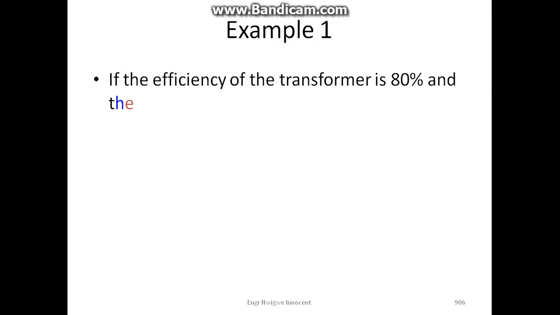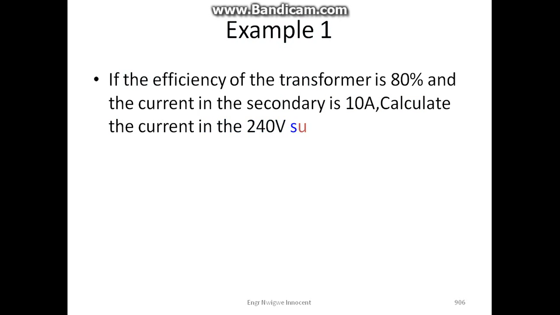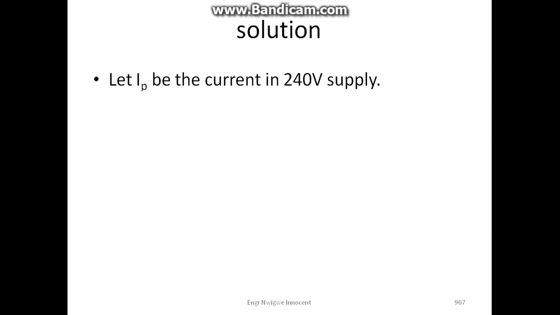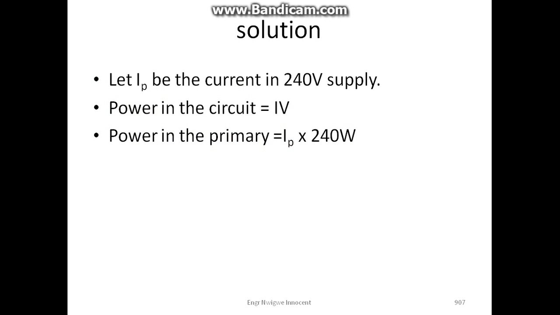Example 1. If the efficiency of the transformer is 80% and the current in the secondary is 10 A, calculate the current in the 240 volt supply. Solution. Let IP be the current in the 240 volt supply. Power in the circuit equals IV. Power in the primary equals IP times 240 watts.